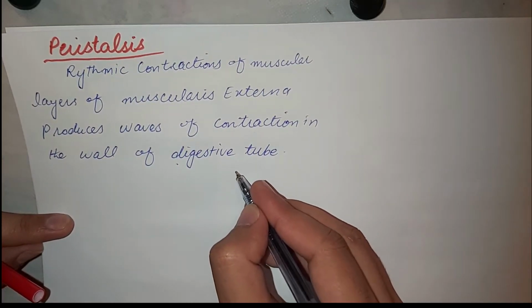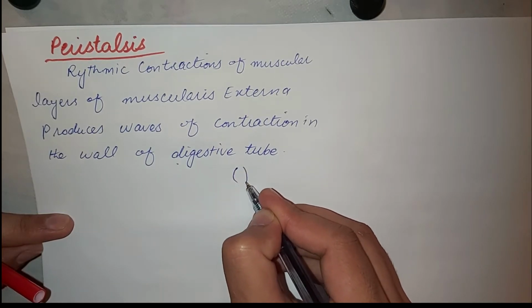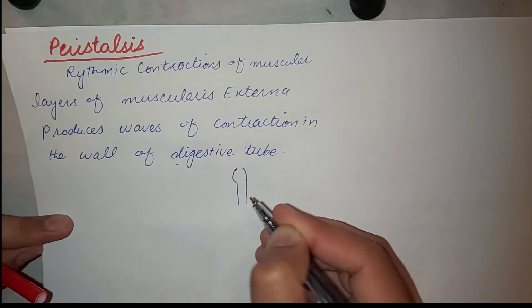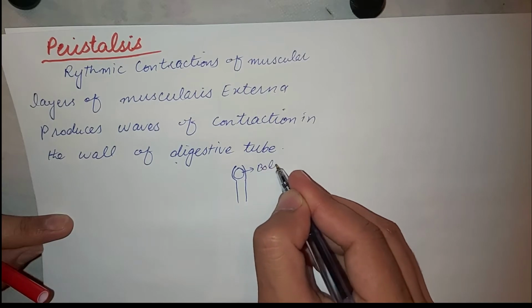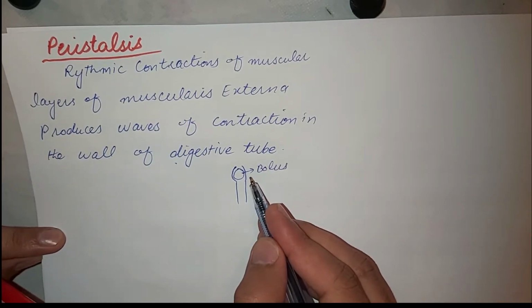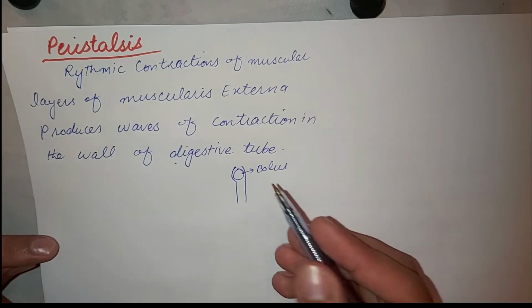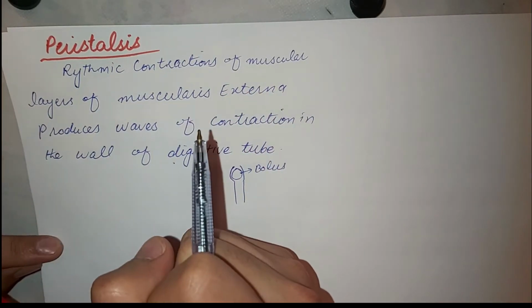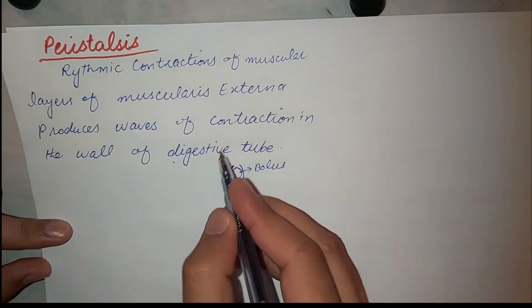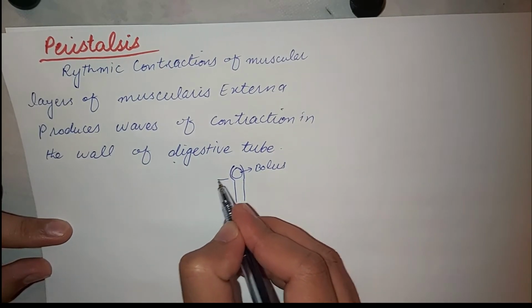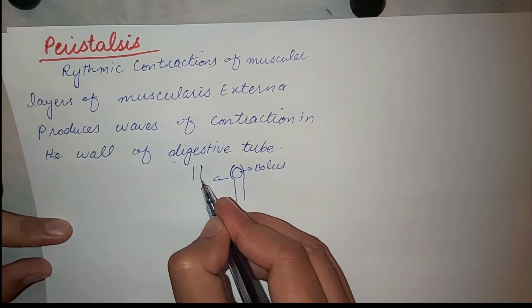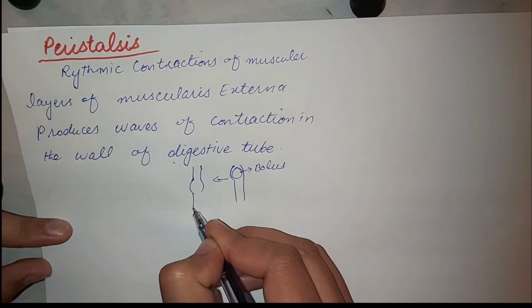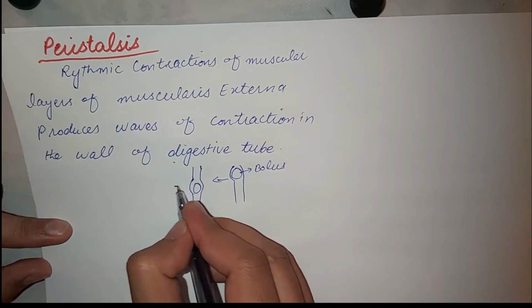Diagrammatically, we can see that this is the esophagus, and this is a bolus. If the bolus comes in the esophagus, the esophagus constricts and pushes the bolus downward. Now the bolus is moving downward due to peristalsis.